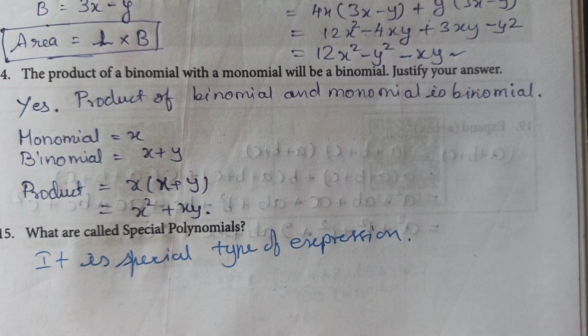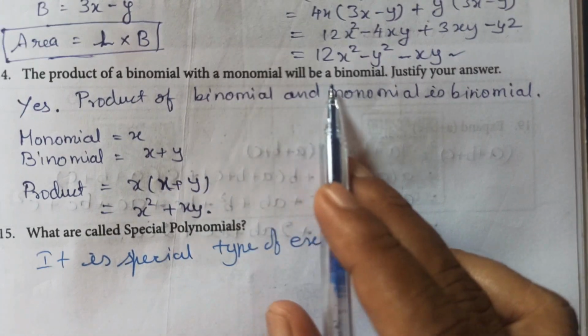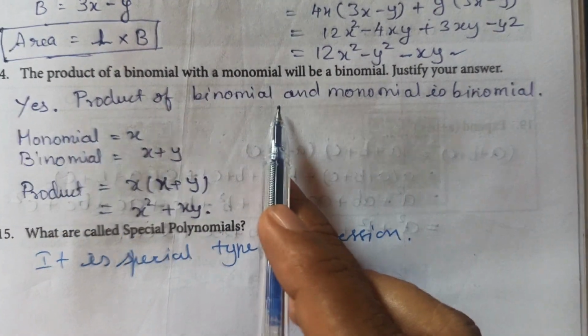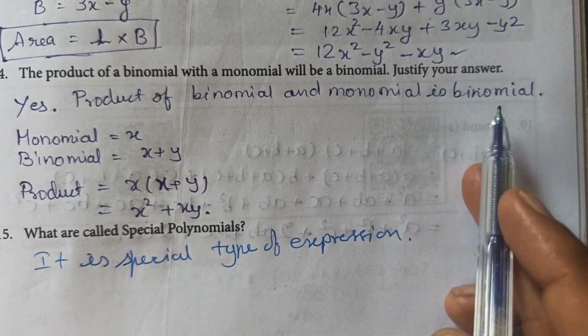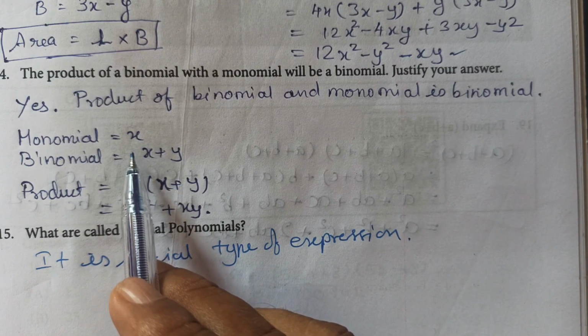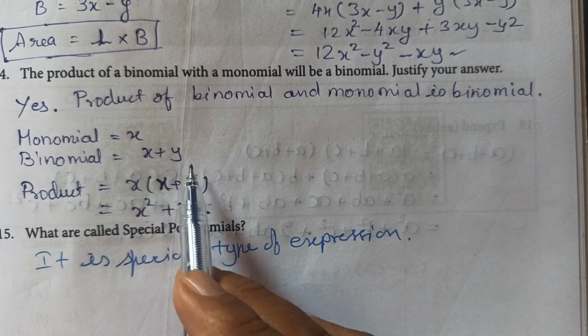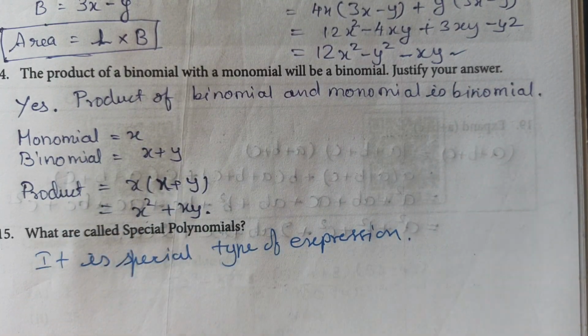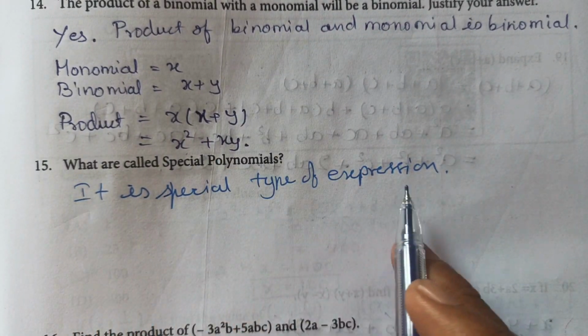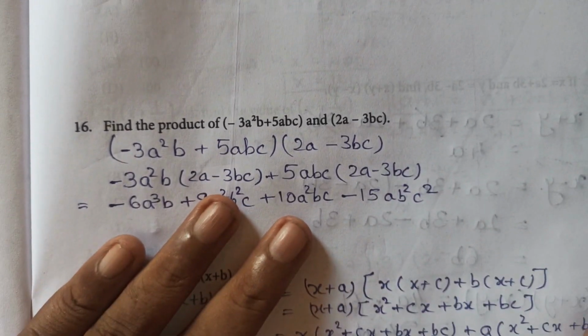The product of a binomial and a monomial will be a binomial. Justify your answer. Yes, the product of a binomial and a monomial is a binomial. How? Consider a monomial x and a binomial x plus y. Just multiply. It is a binomial. What is called a special polynomial? A special type of expression is called a special polynomial.